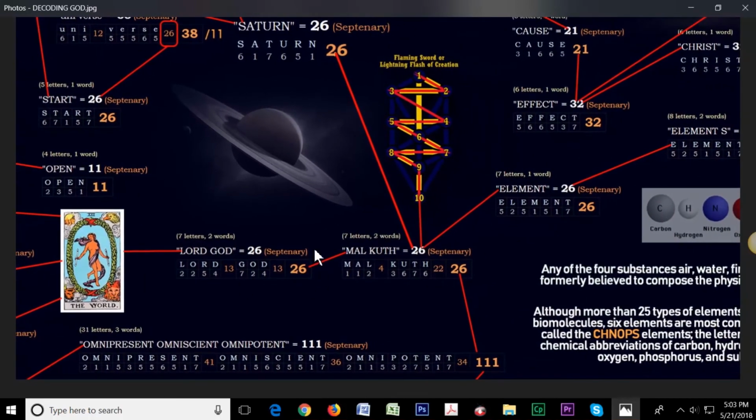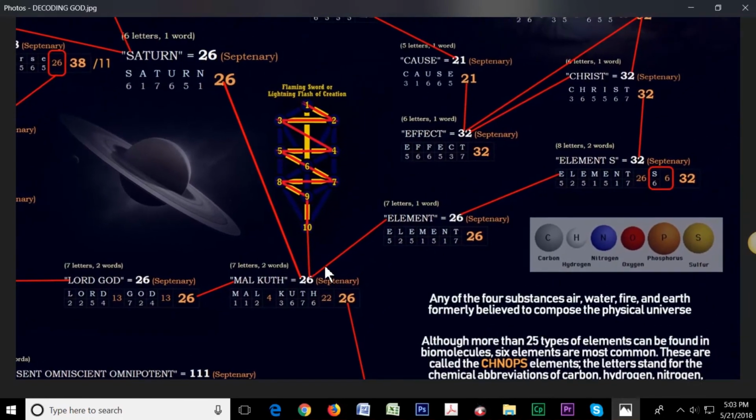In the Bible, it's presented to us over and over. If you've watched any of Marty Leeds' work, he's been showing this over and over: Lord God. It's in the Bible. Go look it up yourself. That equals the number 26. Just like the word Malkuth.